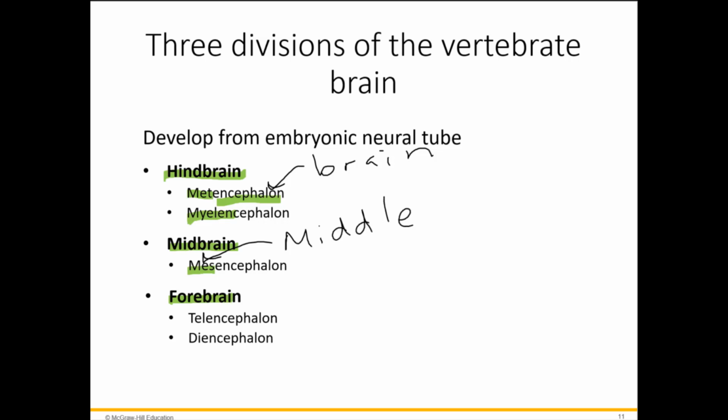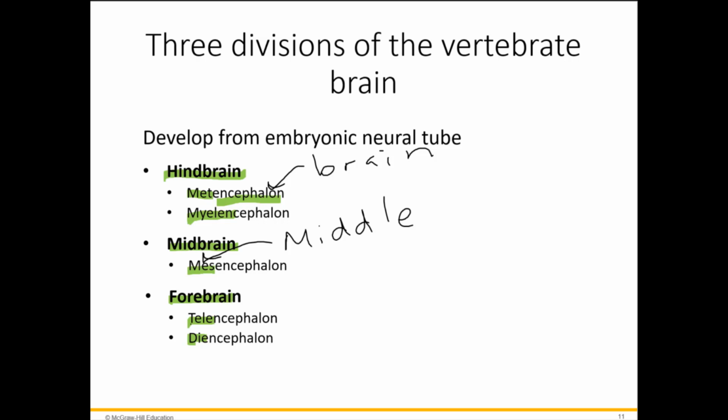And telencephalon means like transmitting to distances, like a telephone or a telegraph. So you have the telencephalon here, and then the diencephalon. It used to be considered just two parts, and now we know that it consists of three parts. We'll talk about each of these. In the development stages, these are what they're called: the metencephalon and myelencephalon. The midbrain is called the mesencephalon, and the forebrain is called the telencephalon and diencephalon.